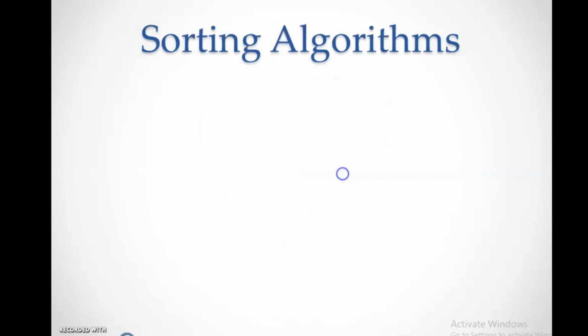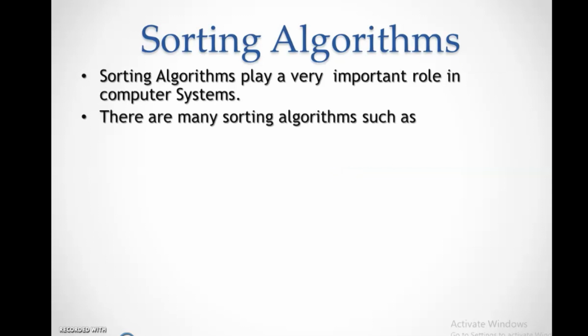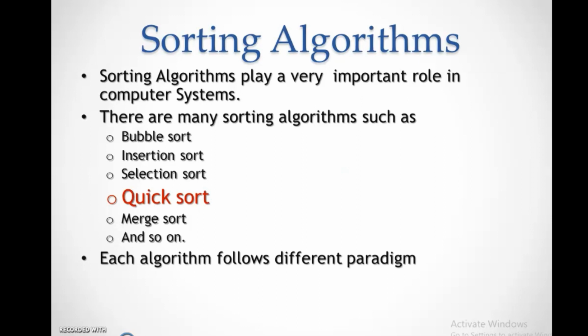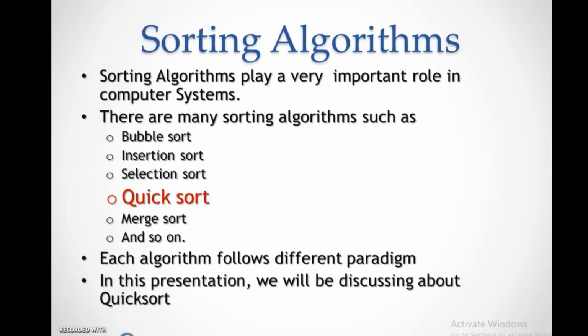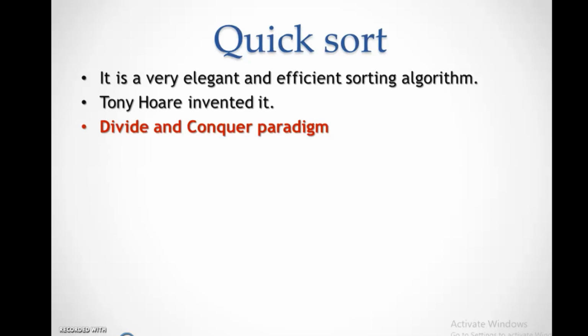Moving forward, we'll now discuss sorting algorithms. Sorting algorithms play a very important role in computer systems, and there are many of them, such as bubble sort, insertion sort, selection sort, quicksort, merge sort, and so on. Each algorithm follows a different paradigm. In this presentation, we'll be discussing quicksort. Quicksort is a very elegant and efficient sorting algorithm. Tony Hoare invented it, and it uses a divide and conquer paradigm.